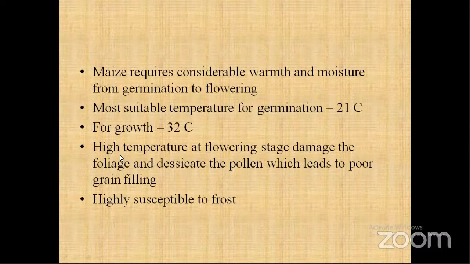If high temperature prevails at the flowering stage, it damages the foliage. Foliage means leaf production. It damages the leaves. After that, it desiccates the pollen. That means it interferes with the pollination of maize crop, which leads to poor grain filling. So high temperature should not be present at the flowering stage, and optimum temperature should be present. One more thing is that this maize crop is highly susceptible to frost. Frost happens because of chilling temperatures, especially in North India. This maize crop is highly susceptible to frost.